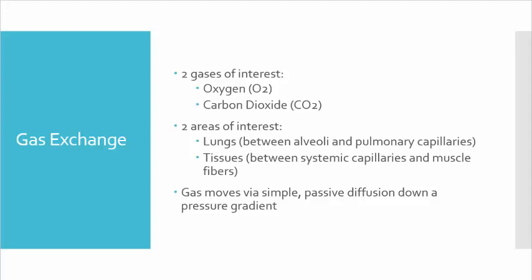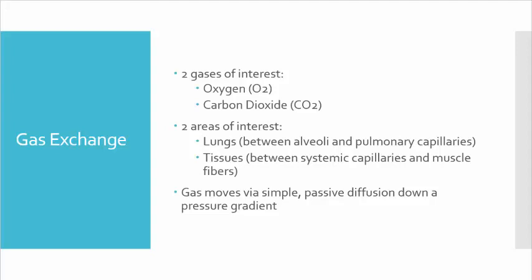Next topic is gas exchange. The gases that we're interested in here in our respiratory system are oxygen and carbon dioxide, so O2 and CO2. And there are two areas of interest where oxygen and carbon dioxide will diffuse or travel between, and those are in the lungs, where oxygen travels between the alveoli to the pulmonary capillaries, and carbon dioxide goes from the pulmonary capillaries into the alveoli, and the tissues.